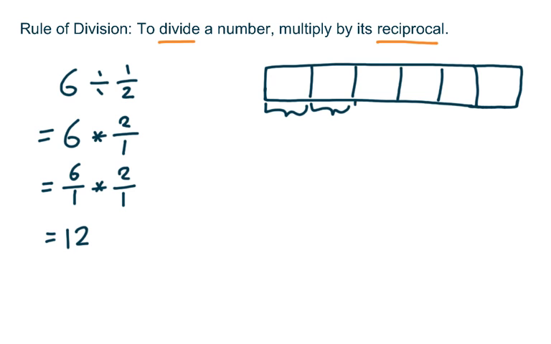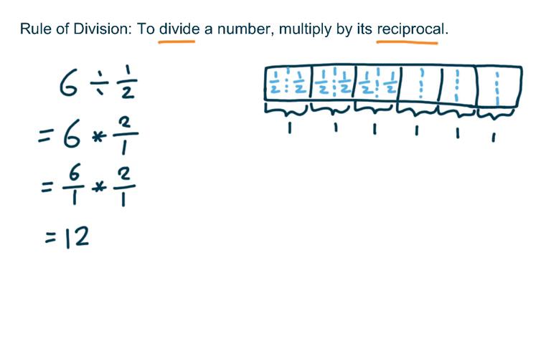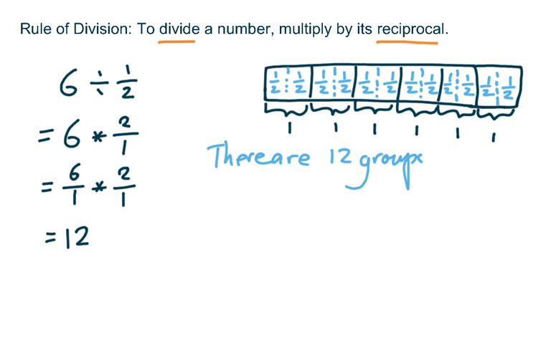And we can also show you why it makes sense by using the bar diagram. So this is 1, 1, 1, 1, 1, 1. And to find out how many groups of 1/2 are in 6, we can divide each bar into halves. And each represents 1/2, 1/2, 1/2, 1/2, and continue until we label everything. And as you count this bar diagram, you see that there are 12 groups of 1/2 in 6. And that's why the answer is 12.